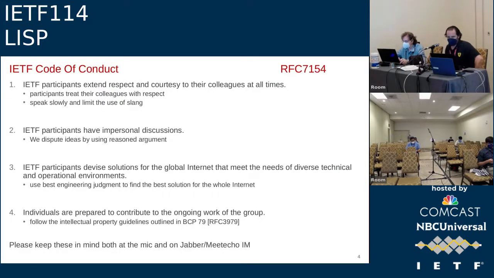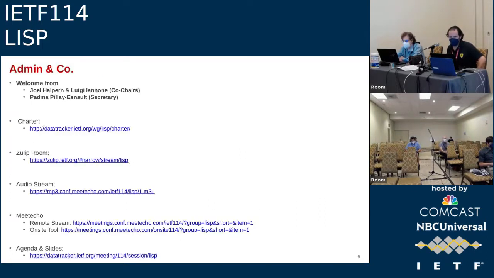Okay. This is a slide that we had already the last time. I think it's important, the code of conduct, so I keep it. We are expected to treat each other with courtesy, which means also to wear a mask because it's protecting each other. We have technical discussions here, not personal discussions. The goal is to advance technically the internet and nothing else, okay? Be ready to contribute. So, the usual links.